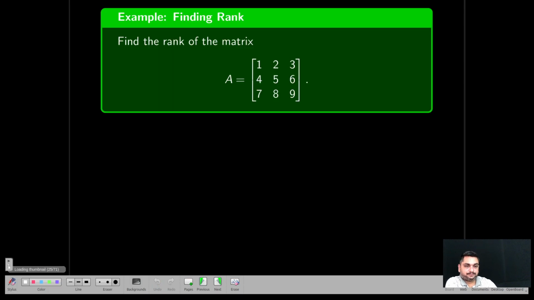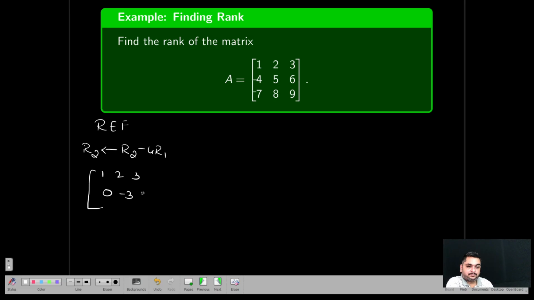So let us take an example. Find the rank of this matrix. First convert it into row echelon form. How to make it? Try to make these two elements 0. Let us take R2 as R2 minus 4 R1. The resultant matrix will be 1, 2, 3, then 0, 5 minus 4 is... 8 is minus 3, then 6 minus 12 is minus 6, and then the last row is 7, 8, 9.